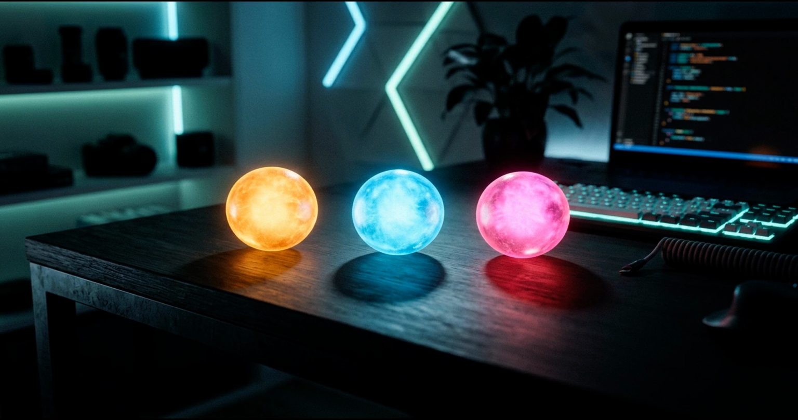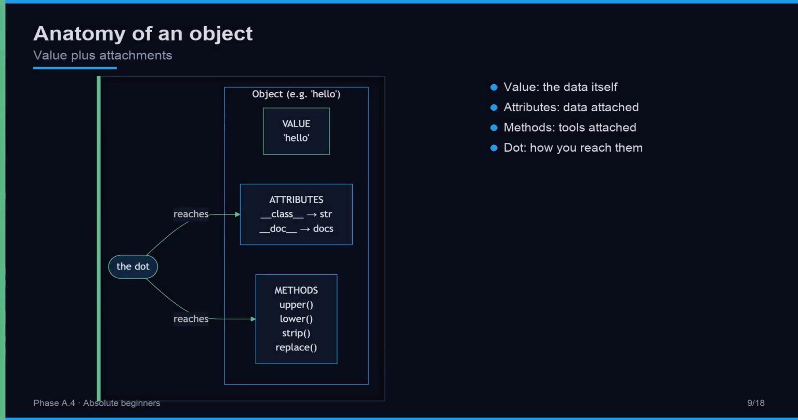Type decides the tools. Think of an object as a box. Inside the box is a value, the number 42, or the string "hello". Attached to the box are labels: attributes that hold data, and methods that hold tools. The type of the object determines which labels are attached.